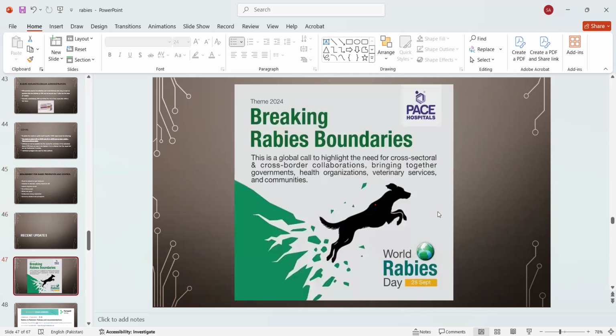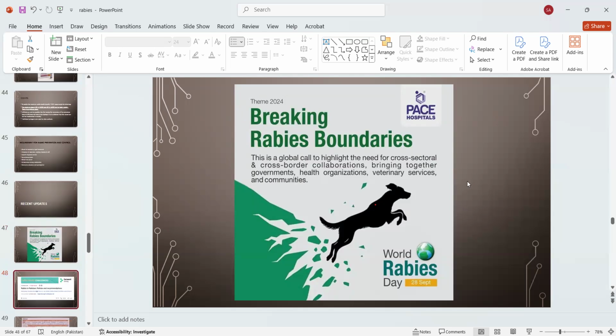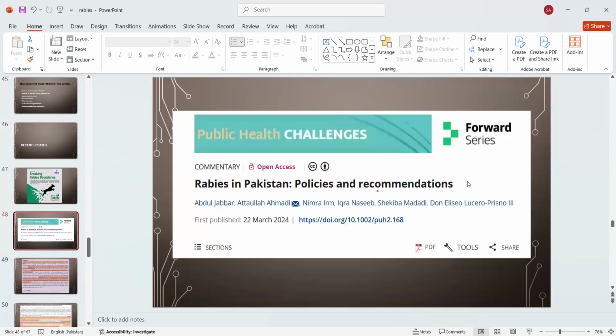Recent updates. World Rabies Day is celebrated on 28 September, and in the present year, 2024, the theme of Rabies Day was Breaking Rabies Boundaries. This is a global call to highlight the need for cross-sectoral or cross-border collaborations, bringing together governments, health organizations, veterinary services, and communities.